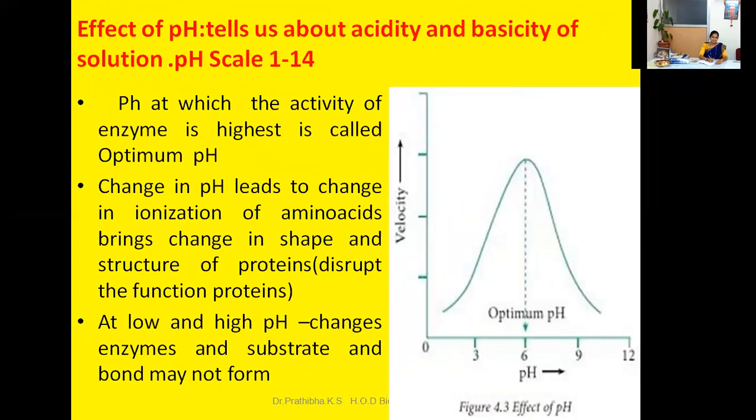Now further, pH tells us about the acidity and basicity of a solution on a pH scale of 1 to 14. The pH at which the activity of an enzyme is highest is called optimum pH.